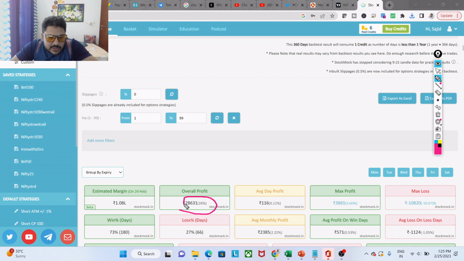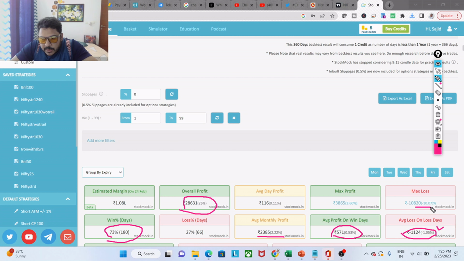Profit has gone up to 26%. That's a very good sign. The winning rate has gone big, it's become 73% now. Average monthly profit is 2%. Profit to loss has doubled. So the loss increased. The losing trades are giving you 1100, but winning trades are giving you 571, but your winning percentage is higher. Max profit, max loss.